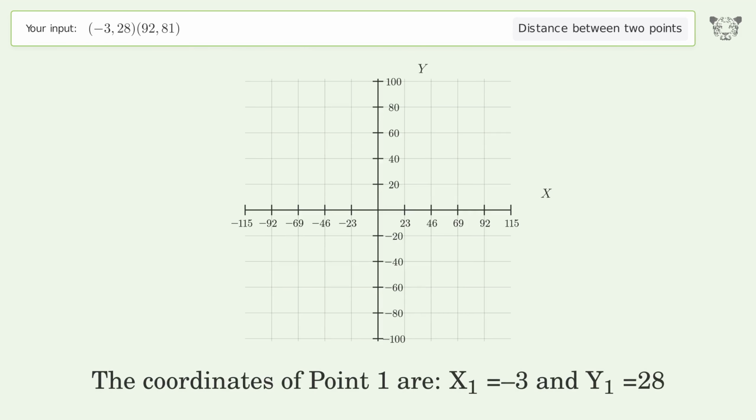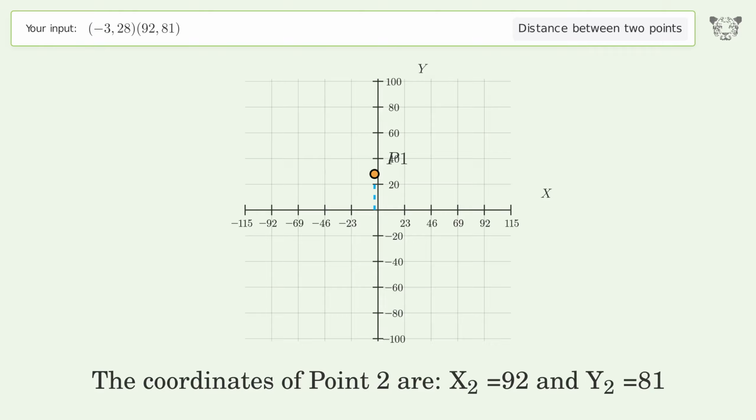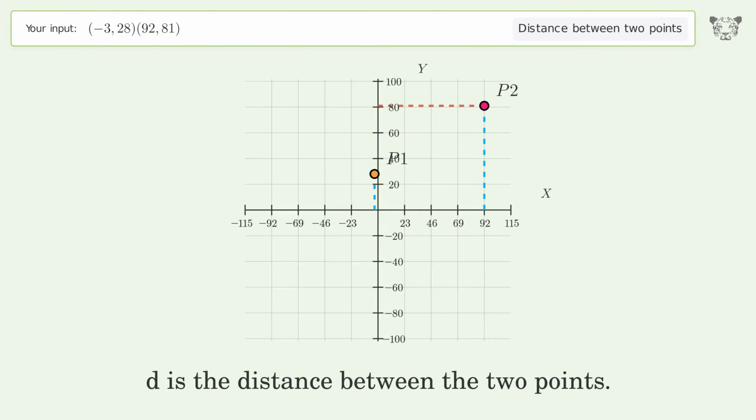The coordinates of point 1 are x1 equals -3 and y1 equals 28. The coordinates of point 2 are x2 equals 92 and y2 equals 81. D is the distance between the 2 points.